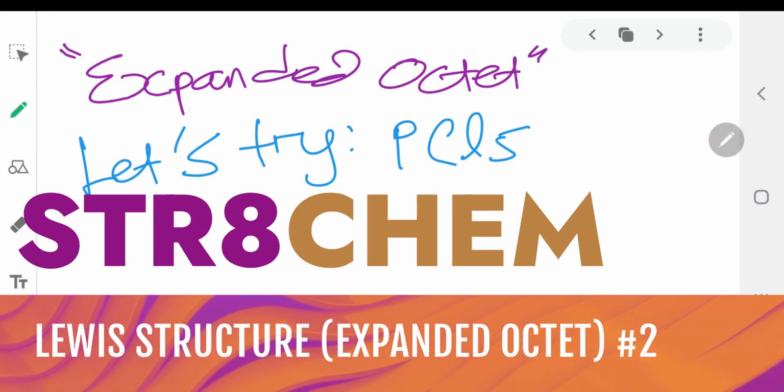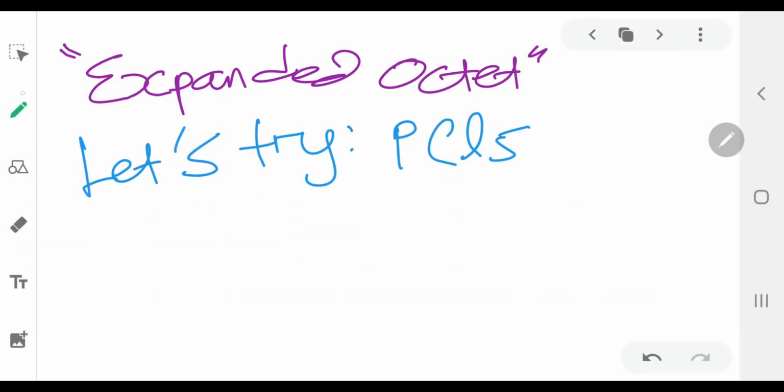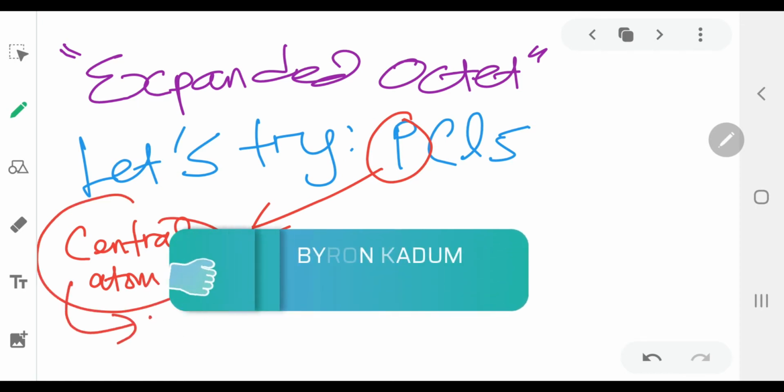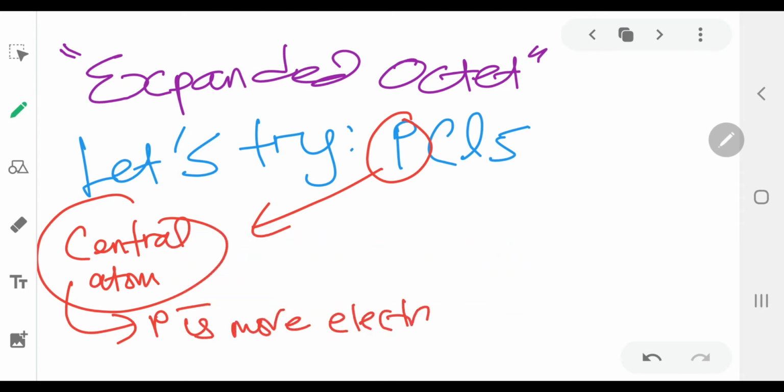Hello, in this STR8CHEM session, we're going to talk about how to construct the most plausible expanded octet Lewis structure for PCl5. Phosphorus, as you know, will be the central atom, and the reason for that is because phosphorus is more electropositive than chlorine.